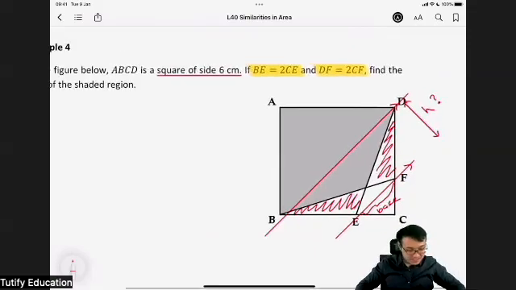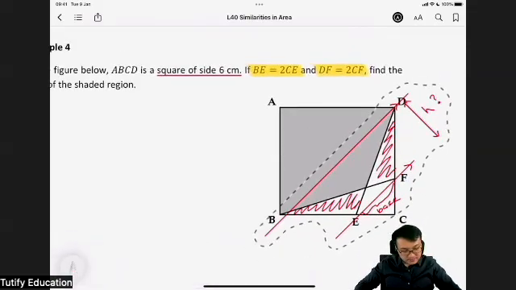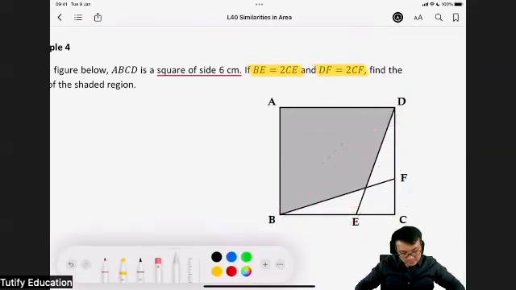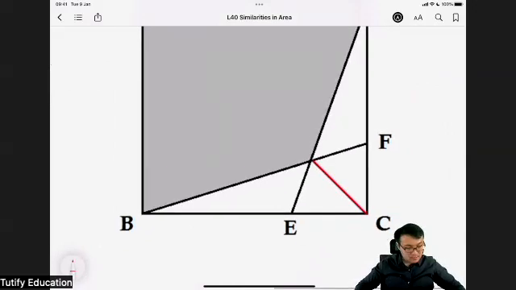Okay, since nobody has ideas, why not I draw some lines? First, I'm going to draw a line here. Why am I doing this? I want to get triangle A and triangle B, okay? And I want to make sure that they have the same height.